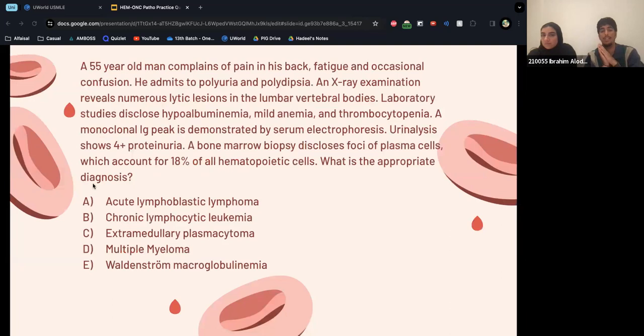A 55-year-old man complains of pain in his back, fatigue, and occasional confusion. He admits to polyuria and polydipsia. An X-ray examination reveals numerous lytic lesions in the lumbar vertebral bodies. Laboratory studies disclose hypoalbuminemia, mild anemia, and thrombocytopenia. A monoclonal immunoglobulin peak is demonstrated by serum electrophoresis. Urinalysis shows 4+ proteinuria. A bone marrow biopsy discloses foci of plasma cells, which account for 18% of all hematopoietic cells. What is the appropriate diagnosis?